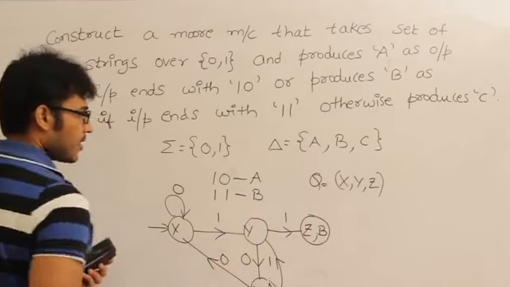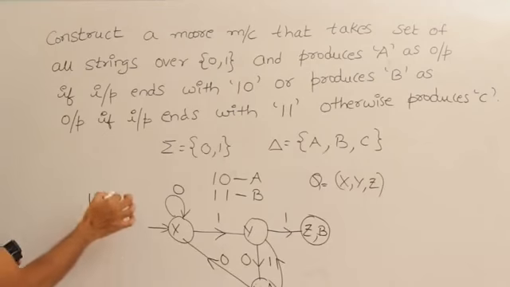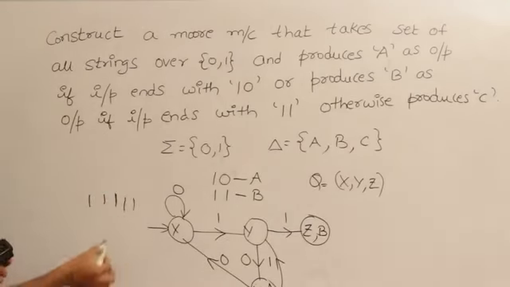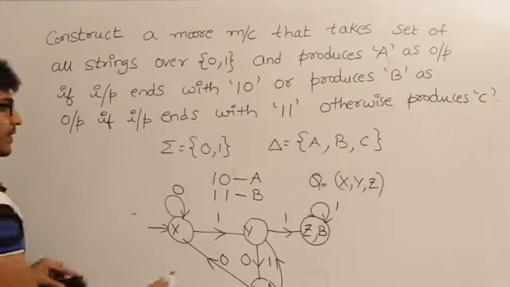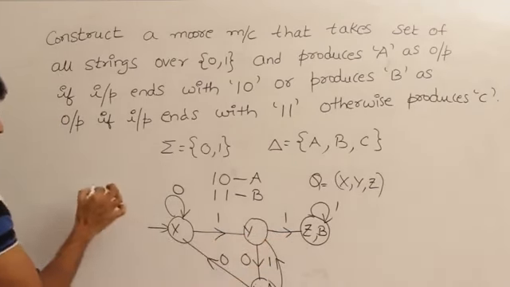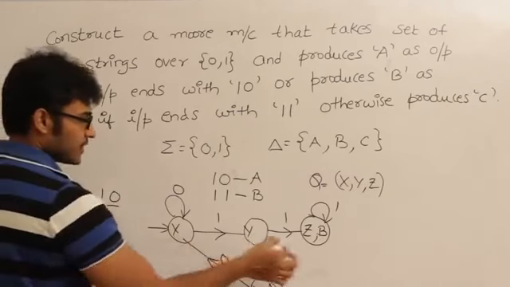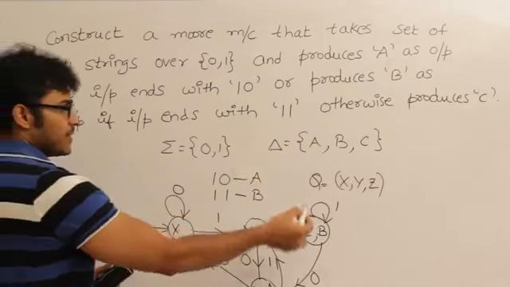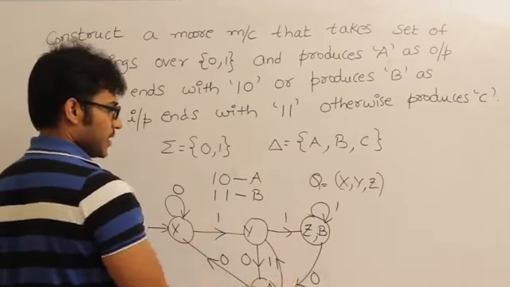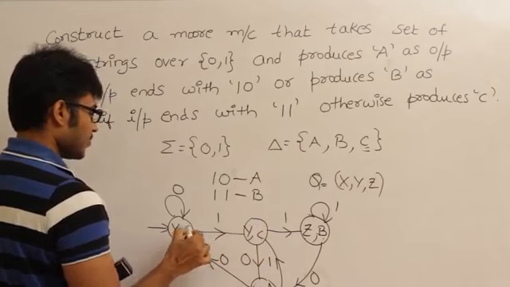Now in state Z, how did I reach Z? I have reached Z by seeing 1 1. If I see one more 1 or any number of ones, it is still ending with 1 1. Now again I have reached Z on seeing 1 1. If I see a 0, it is nothing but ending with 1 0, so I'll come here. Why? Because it is ending with 1 0, right? So this is it. If I am in W, the output has to be A. If I am in Z, the output has to be B. Otherwise the output has to be C. So in the remaining states, output has to be C.